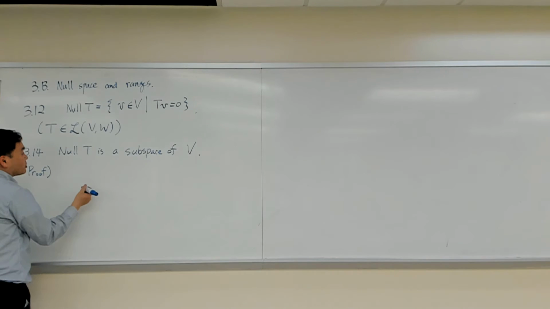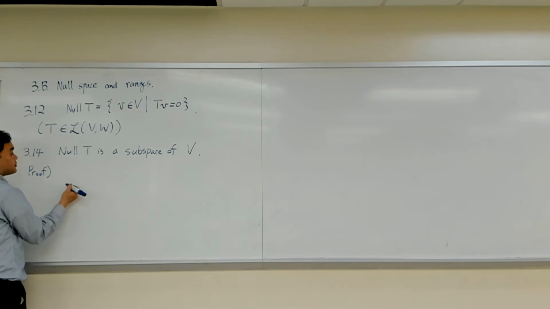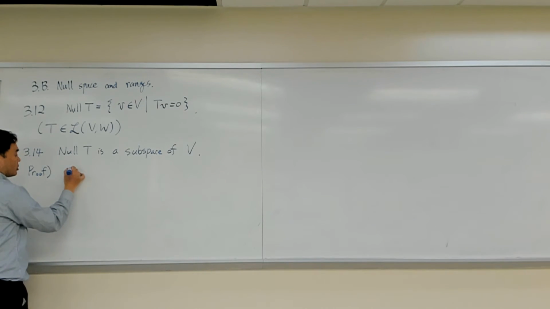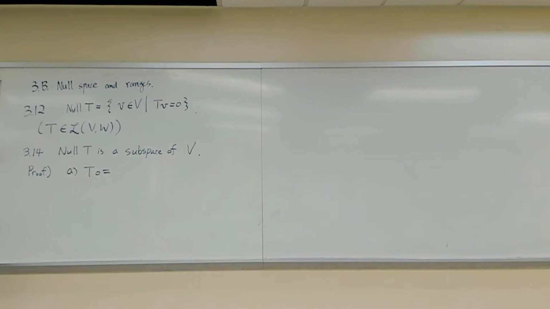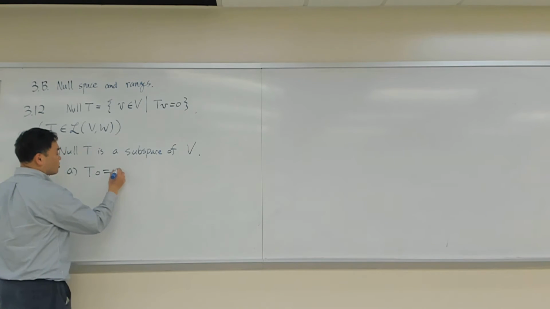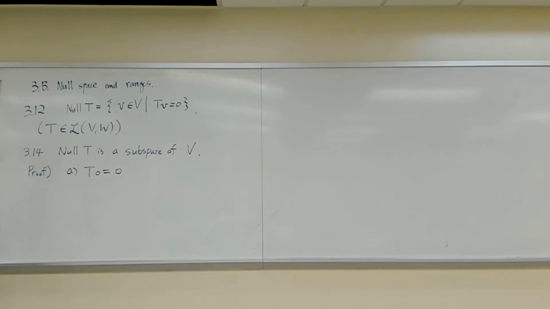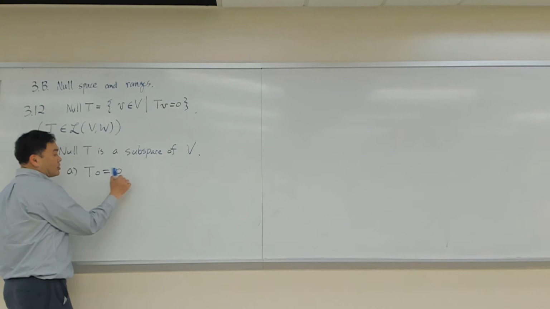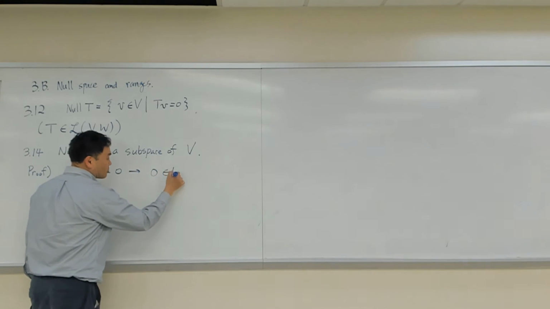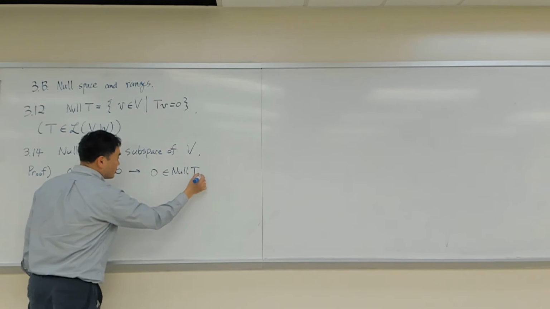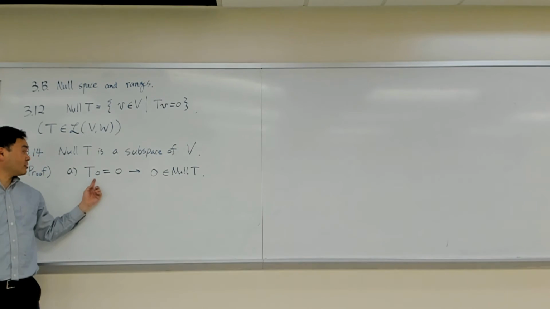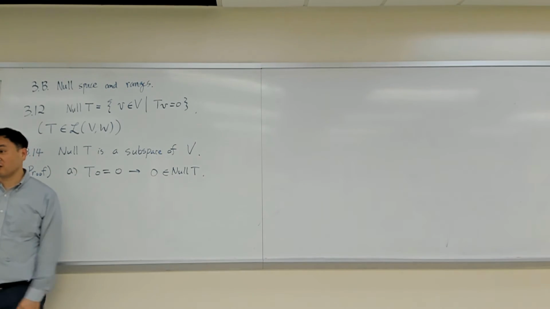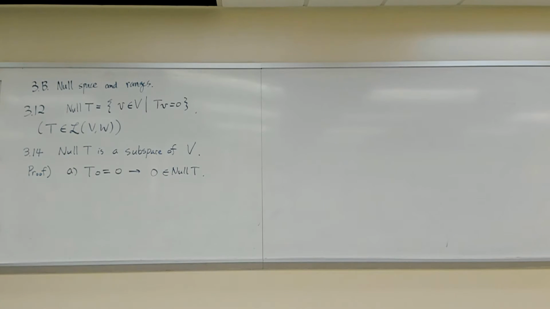So first of all, A, what's T of 0? We prove that this is equal to 0, right? So if T is a linear map, this is always true. But that means 0 is in the null space of T. Because by definition, anything that produces 0 after applying T is in the null space. So 0 is always in the null space.